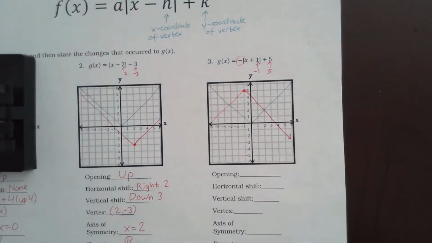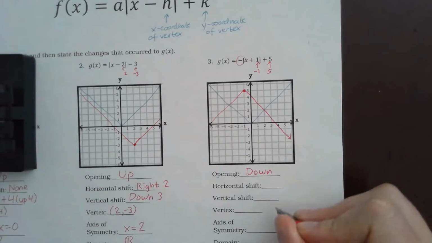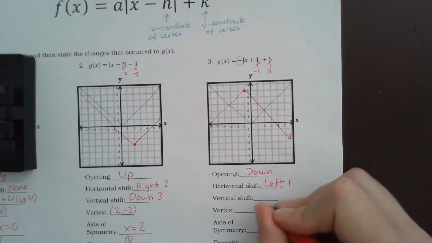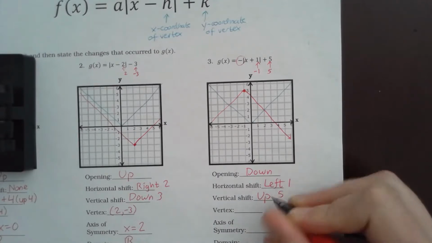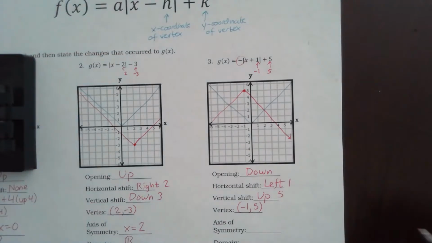A little sloppy, but that's alright. That's our new graph. So now we're opening down. Our horizontal shift is actually left 1. Vertical shift up 5. Vertex -1, 5. Now we're up there, remember.